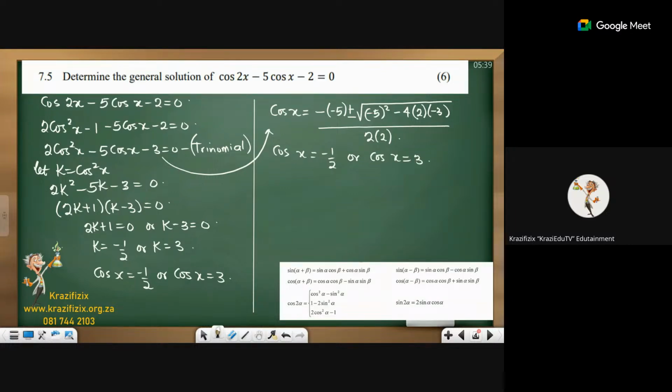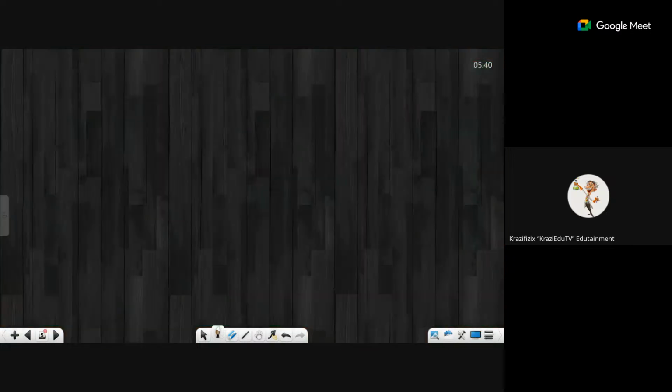Now, from here, what do I do? We have different ways, but I'm going to show you what I do. Let's take cos x equals negative half. Let me just quickly deal with cos x equals 3. There's no solution. Why? Because the maximum value of cos x is 1, and the minimum value of cos x is negative 1. If you want to get an angle there, you will not get an answer. You can prove that with your calculator. But let's quickly work with cos x equals negative half. This is where learners also lose marks.